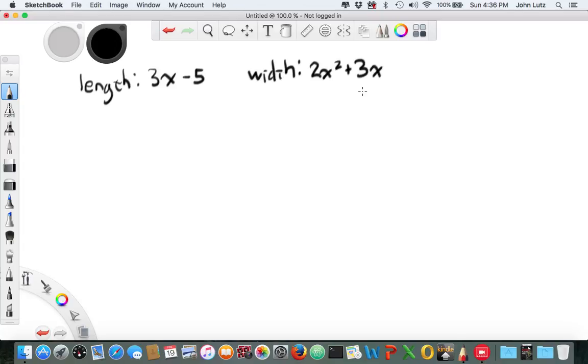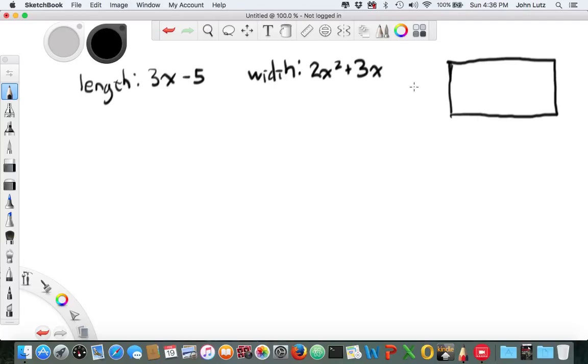Okay, so first we've got to think about what this plot is, right? So it gives you a length, it gives you a width, it's a plot of land. You can be pretty sure that this thing is going to be a rectangle, okay? Because that's what happens when you have a length and a width. It's a rectangle. It doesn't explicitly say that, unfortunately, but it's going to be a rectangle.